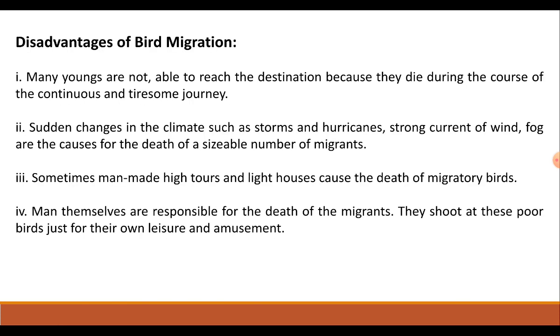Let us see what are the disadvantages of bird migration. Many young birds are not able to reach the destination because they die during the course of the continuous and tiresome journey. And due to sudden changes in the climate, such as storms and hurricanes, strong currents of wind and fog are the causes for the death of a sizable number of migrants. The other disadvantage of bird migration is that sometimes man-made high towers and high lighthouses can cause the death of the migratory birds.